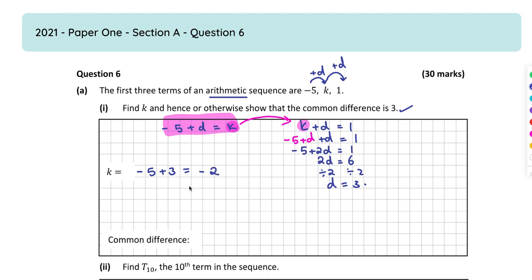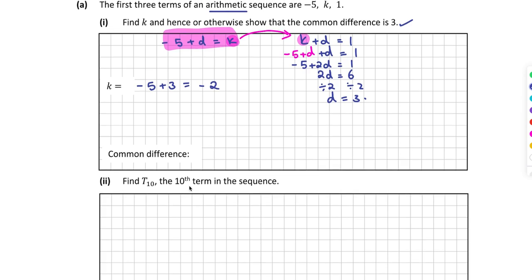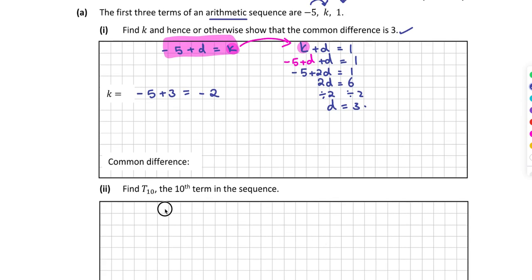Now it says find the 10th term in the sequence. Well, this is where I can borrow that formula. T of n is equal to a plus n minus 1 by d. n is actually known to us in this case as 10. a is going to be the first term. What's the first term in our sequence? It's minus 5. And d is going to be the common difference, which whether you found it this way or not, you got 3 out of it.